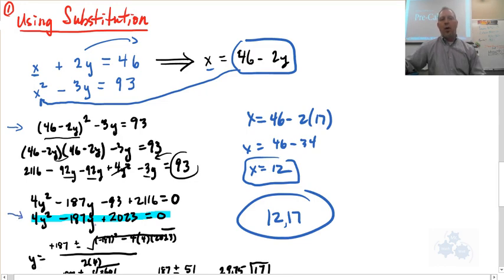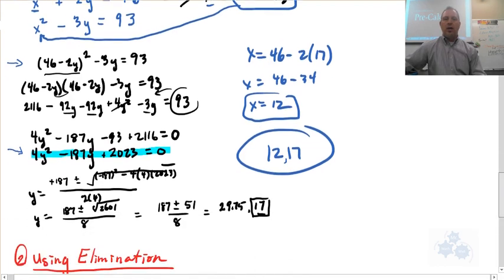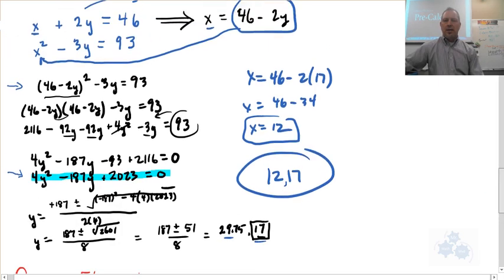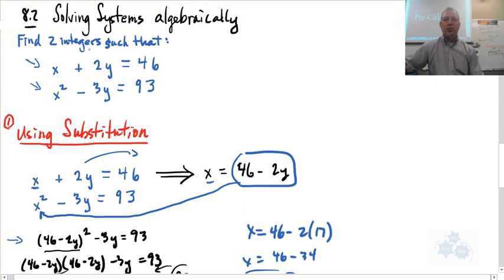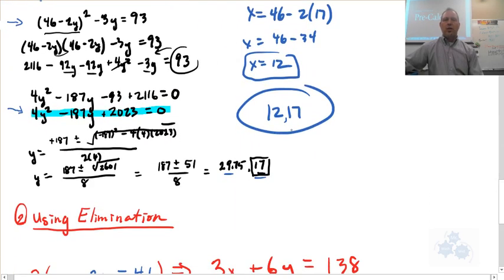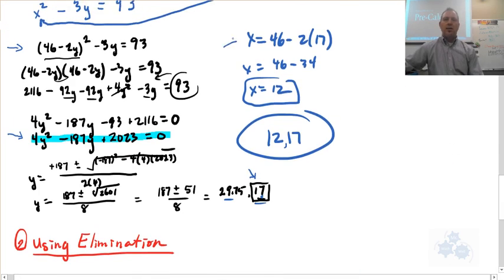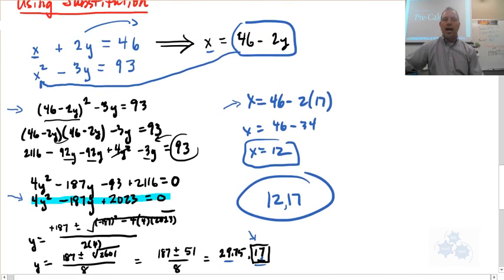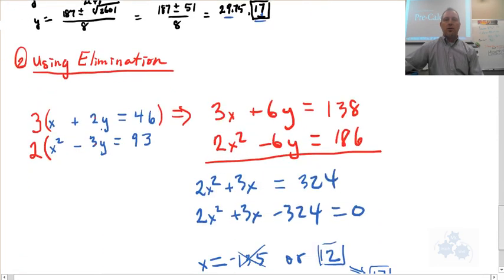Now this looks funny because it's got a y in it, but it's still a quadratic. You need to solve for that y. You can use the quadratic formula for that if you want. You can try and factor it, but this looks pretty ugly, so the quadratic formula is the way to go. And here we go. In this one, we get two possible answers. In this question, we were looking for integers. Find two integers such that these equations are both true. One of them is 17. To find the other one, you simply plug 17 in for y into one of the original equations and solve for x. So that's how you get the pair of 12 and 17. That's using something called substitution.